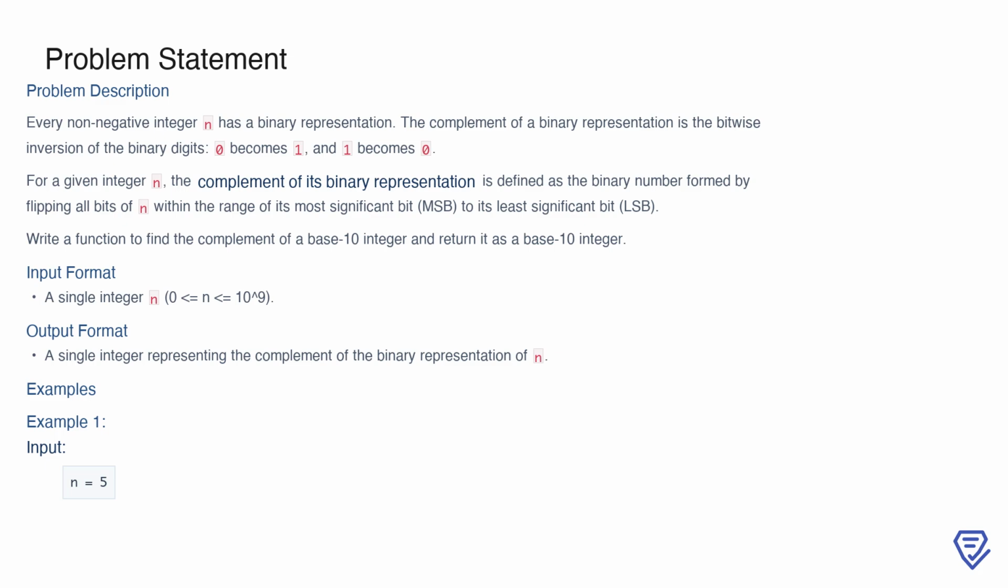Now, for any given integer n, the task is to find the complement of its binary representation, but only within the range of its most significant bit to its least significant bit. The result of this operation should then be converted back into a base 10 integer and returned. For example, if the input is 5, the output would be the complement of 5's binary form, expressed as a base 10 number. The input will always be a single integer, ranging from 0 to 10 to the power of 9, and the output should also be a single integer that represents the complement.